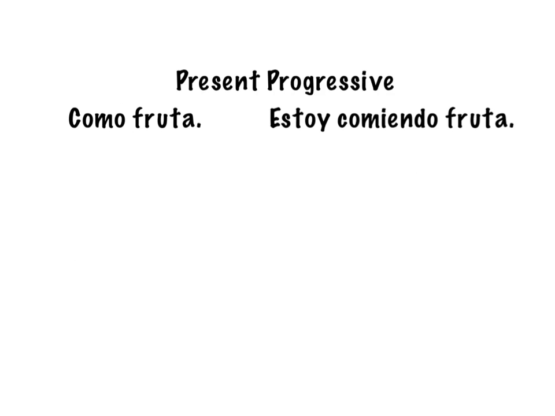So let's take a look at examples of the present progressive. Here it is. Estoy comiendo fruta. It means I am eating fruit. Now, como fruta in Spanish can mean I eat fruit, like I do it on a regular basis. I am eating fruit. Or I do eat fruit. Yes, I do. I have it every day. But estoy comiendo fruta specifically means that at right this very second, I am munching.